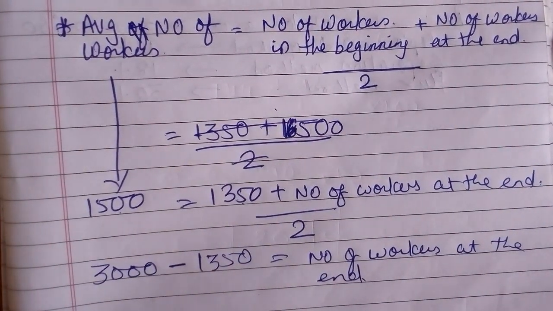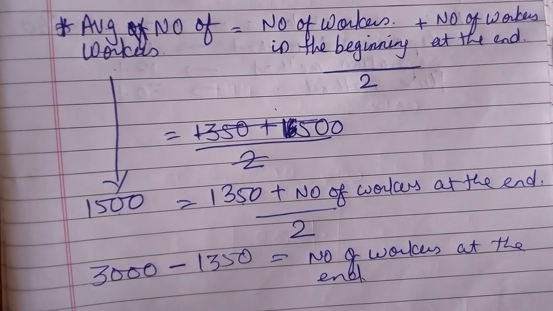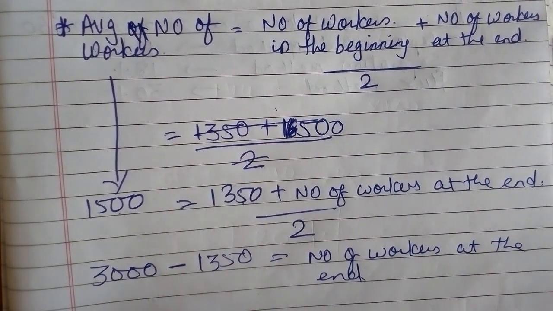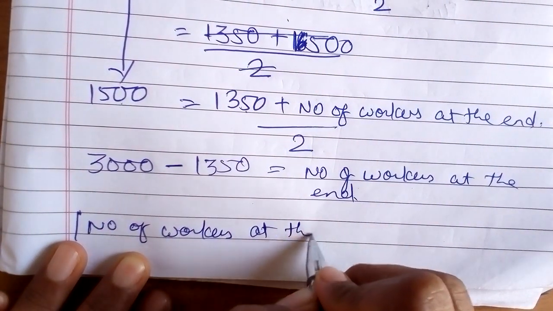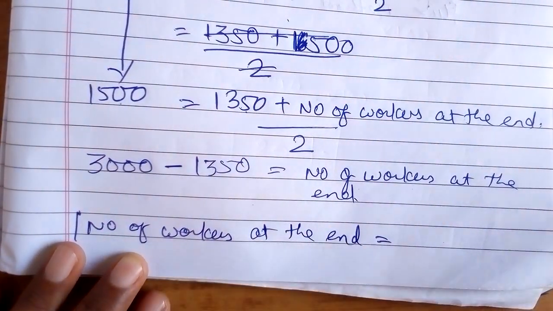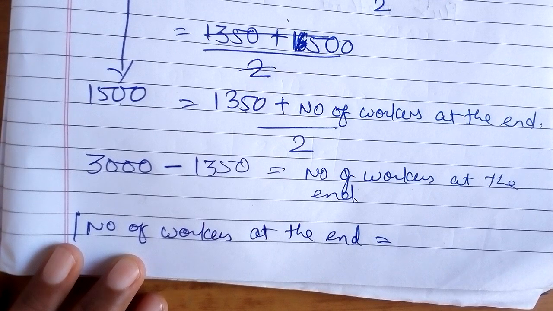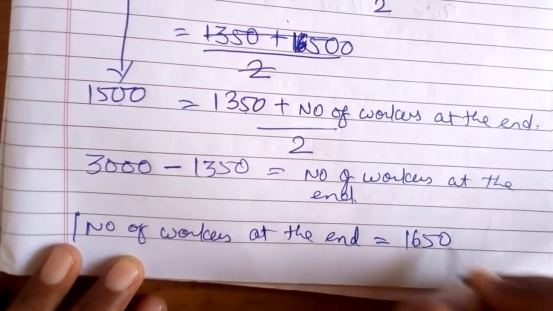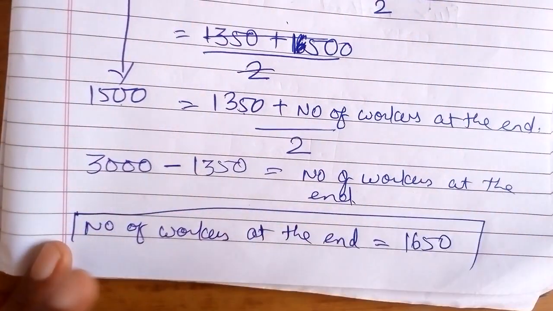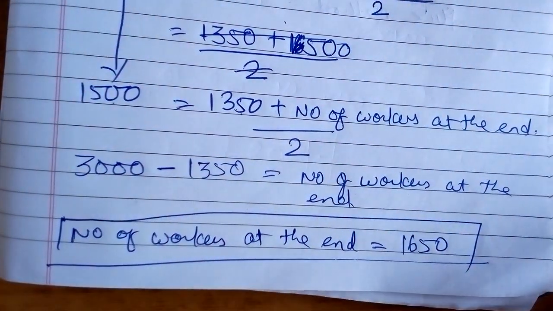So my final answer, number of workers at the end will be 3000 minus 1350. So 1650 will be the average number of workers, right?